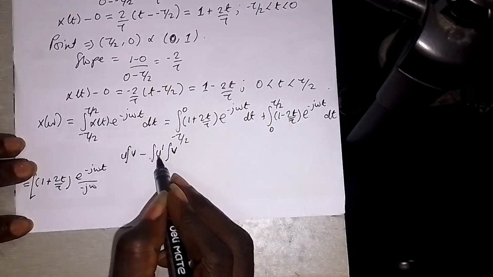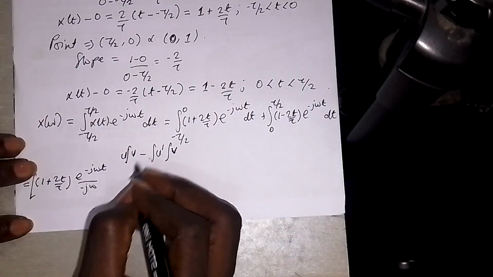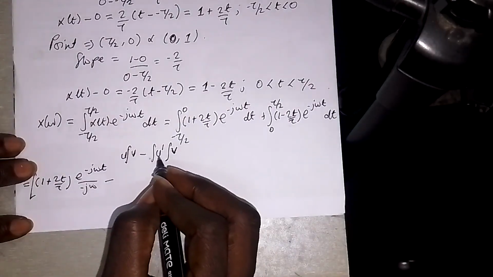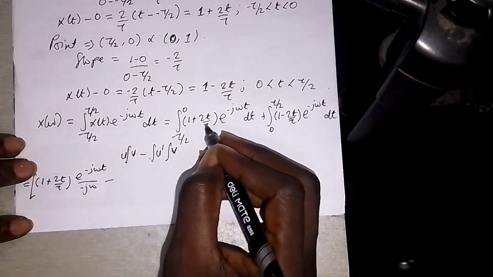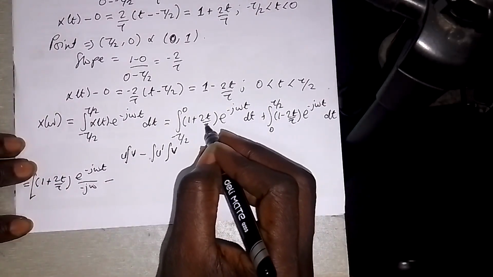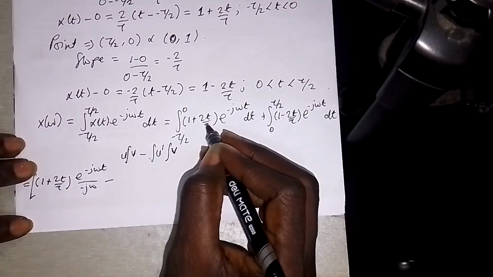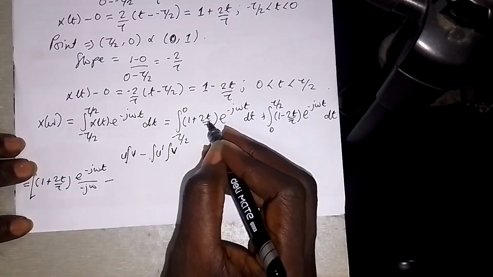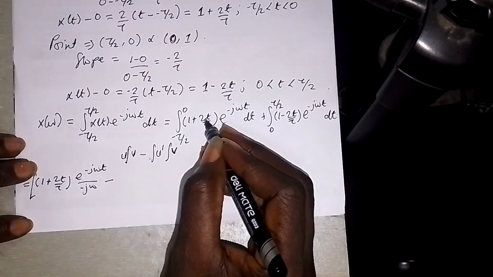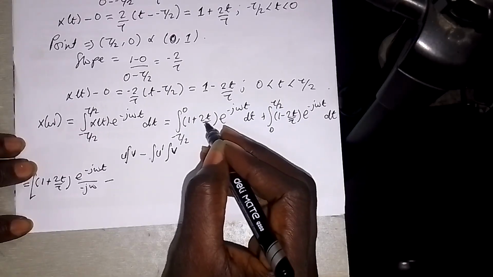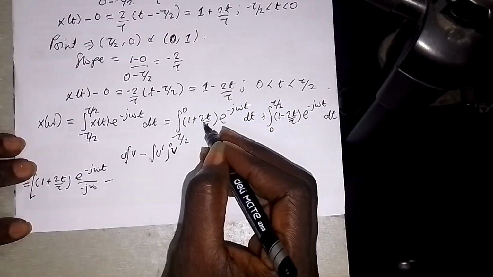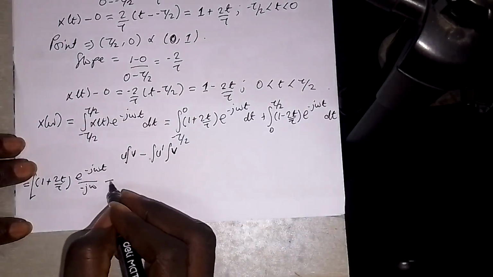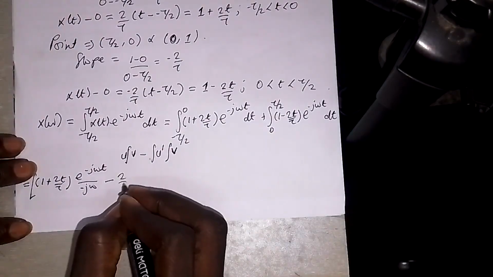Now I'll come to this part. So this minus, let me bring it here. This part I'm going to differentiate, and if I differentiate this one, I'm just going to have 2 on tau. But there is a minus here, so minus 2 on tau.